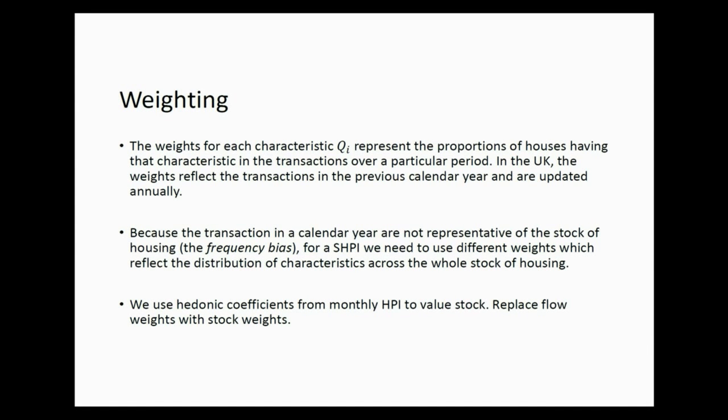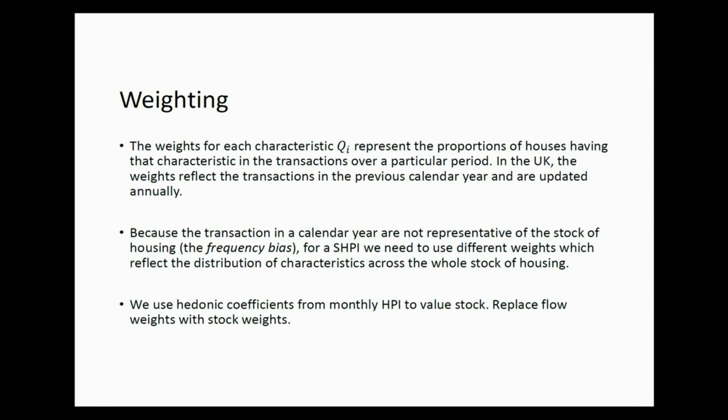Sometimes they take 3-year averages and so on. Some update it every year, some update it every few years. And indeed, those alternatives have been looked at in the UK as well. But the current practice is they take the transactions for the previous year and use those weights, those are the QIs, to weight the prices which have been estimated using the hedonic regression.